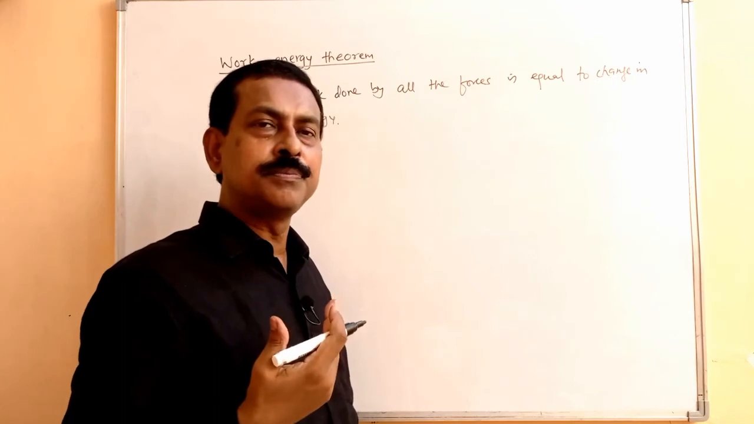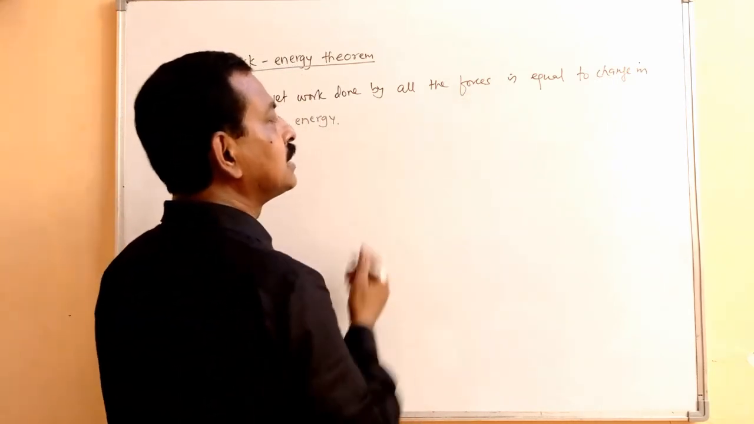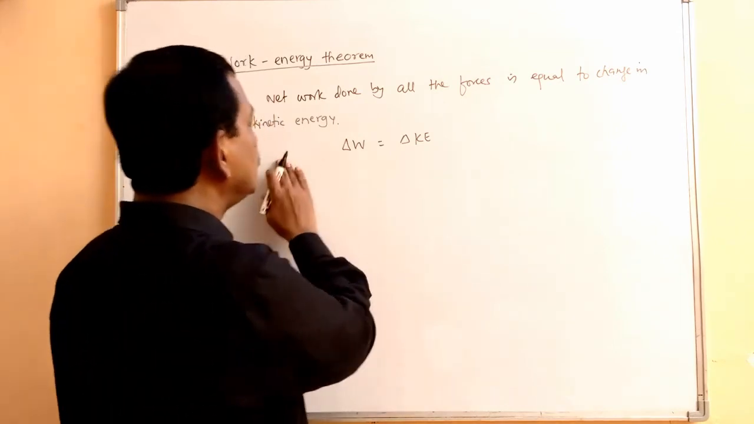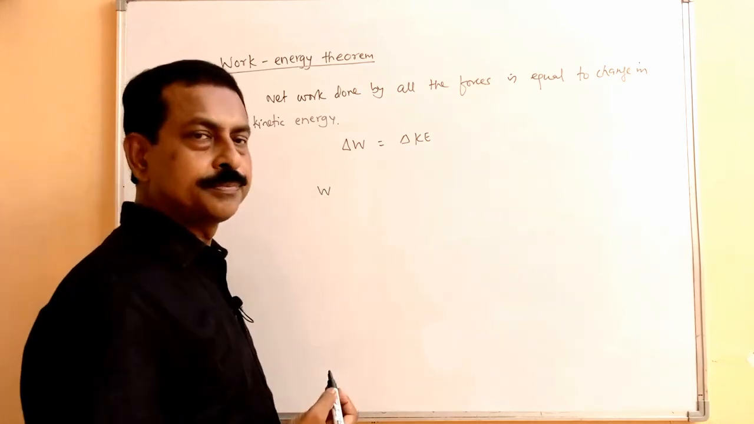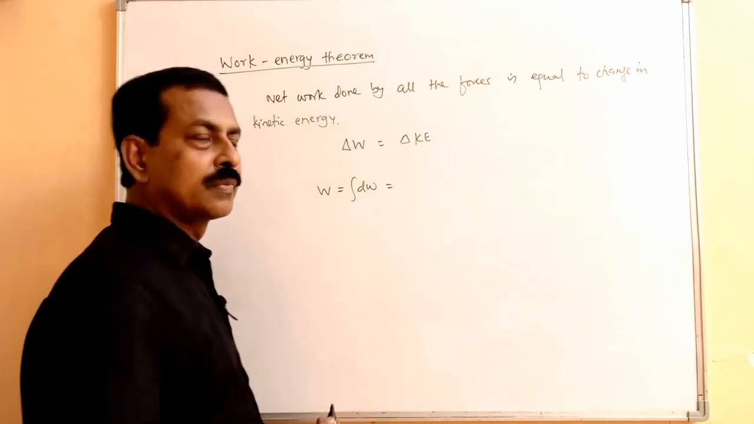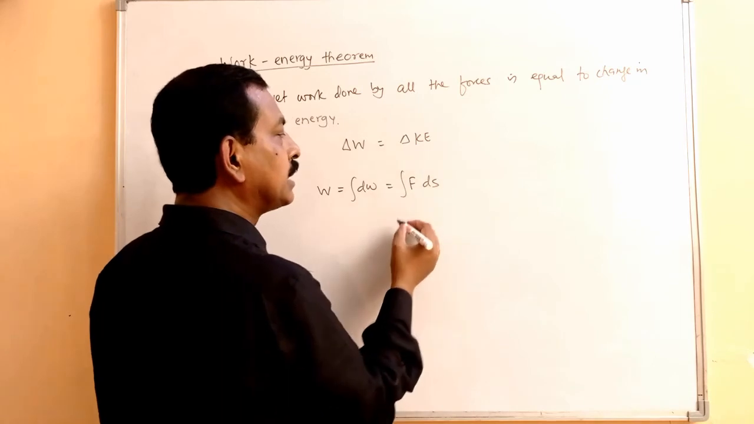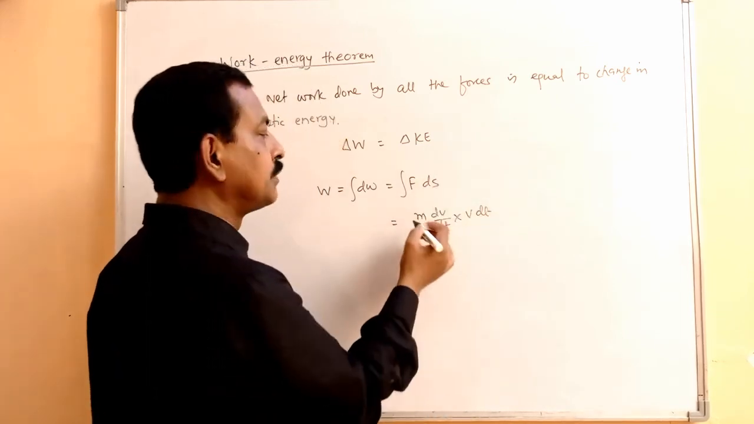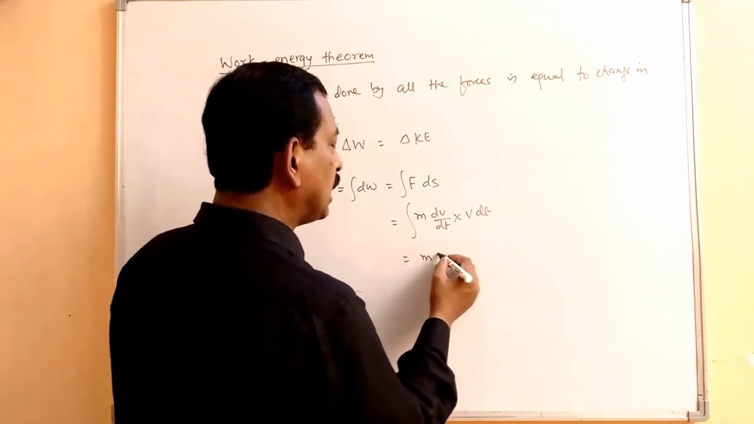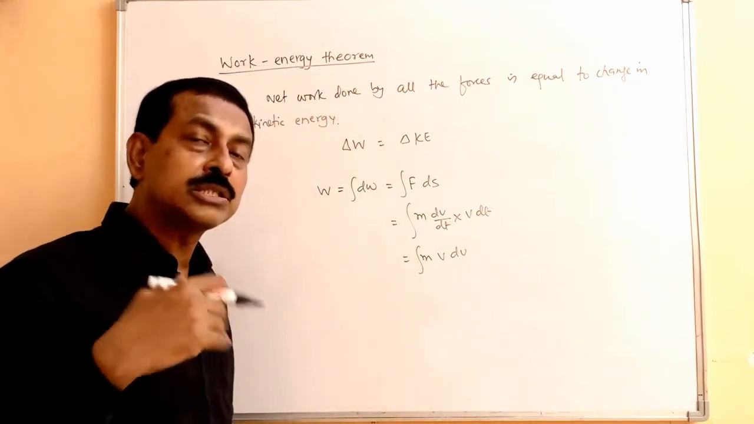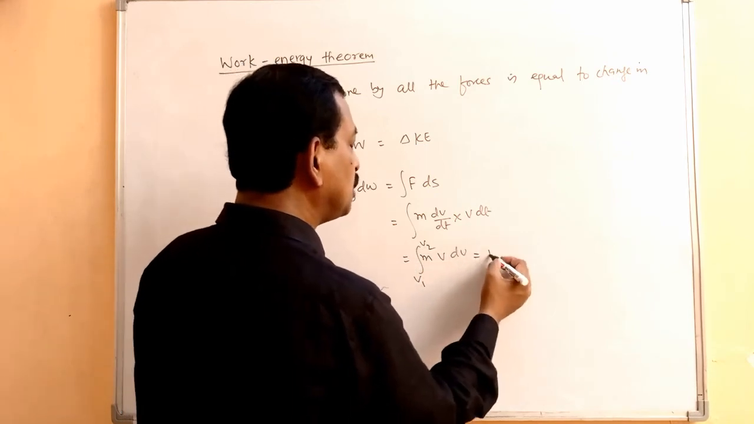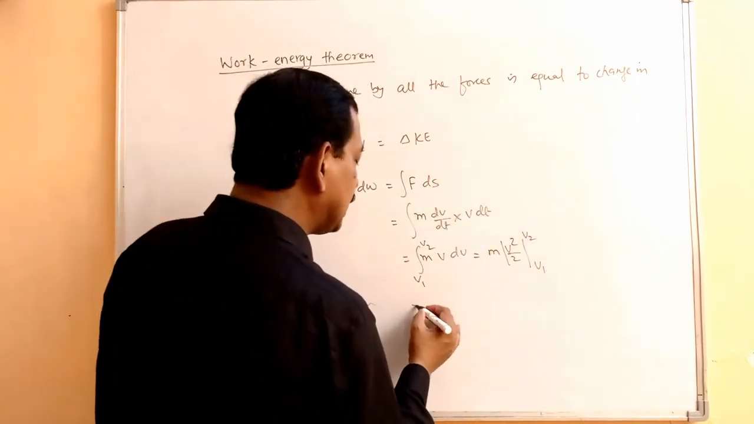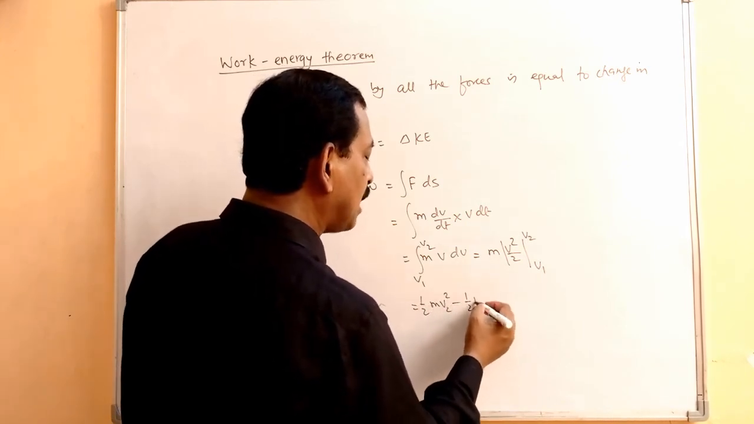Now, if you have to derive this, net work done we are taking as the change in kinetic energy. So delta W is your change in kinetic energy. Here again, we have already taken the work done, this was your integral dW, and this was your integral F ds. F we have taken as m dv by dt, and ds as v dt, and this we have to integrate. This will be equal to the integral of mv dv. Now if I am assuming that the velocity is changing from v1 to v2, this will be m v2 square by 2, with limits v1 to v2. That can be written as half m v2 square minus half m v1 square.